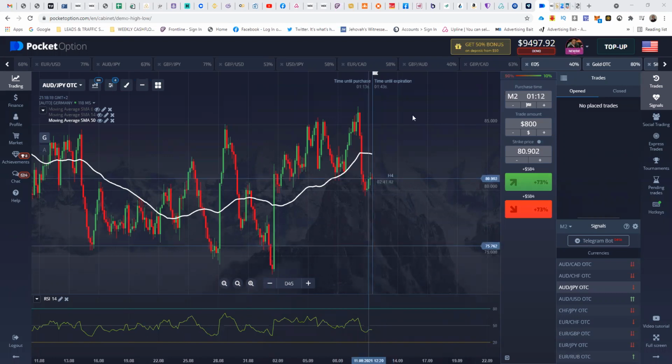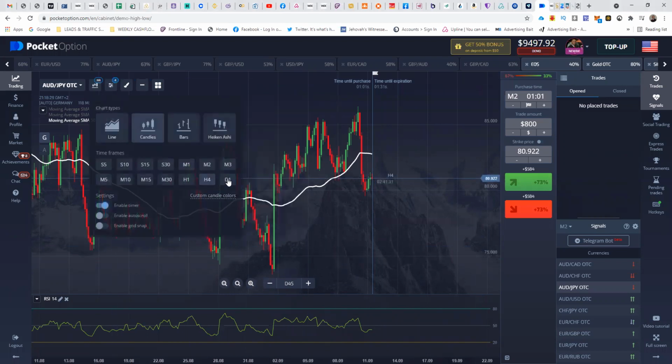We're going to actually do it on AUDJPY. So we're going to do a top-down analysis from the daily time frame to the 5-minute time frame. Let's go ahead and get started. So let's go to the daily time frame.